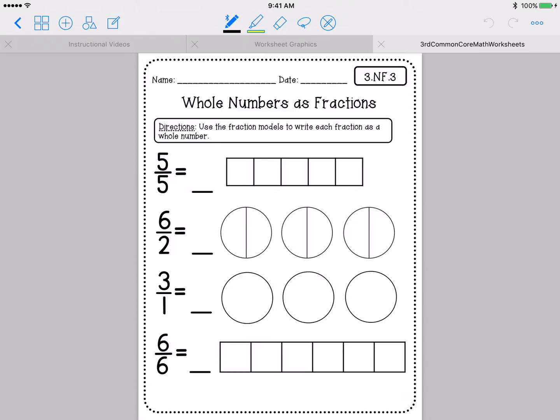Whole numbers as fractions. The directions say to use the fraction models to write each fraction as a whole number. So what this means, when we're looking for whole numbers, we've got to see how many whole pieces are represented, okay? Whole pieces. Not parts, not fractions, not parts of a whole. We want to know how many whole pieces there are. So I'm outlining, to help you out, your whole pieces here.